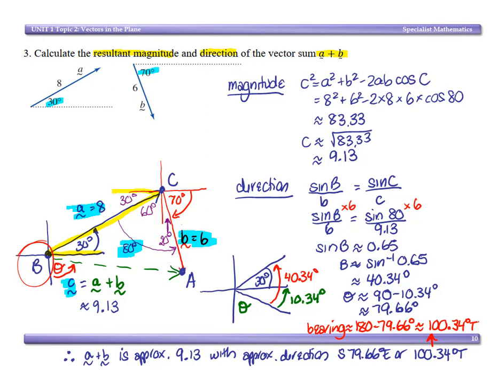Therefore, A plus B is approximately 9.13. Now, we don't have units, so we could write units with approximate direction south 79.66 degrees east or 100.34 degrees true. Now, to get this 100.34 degrees true, that's our true bearing, which is from here to here, so from north down, so that's 180 minus 79.66, which is approximately 100.34 degrees true.